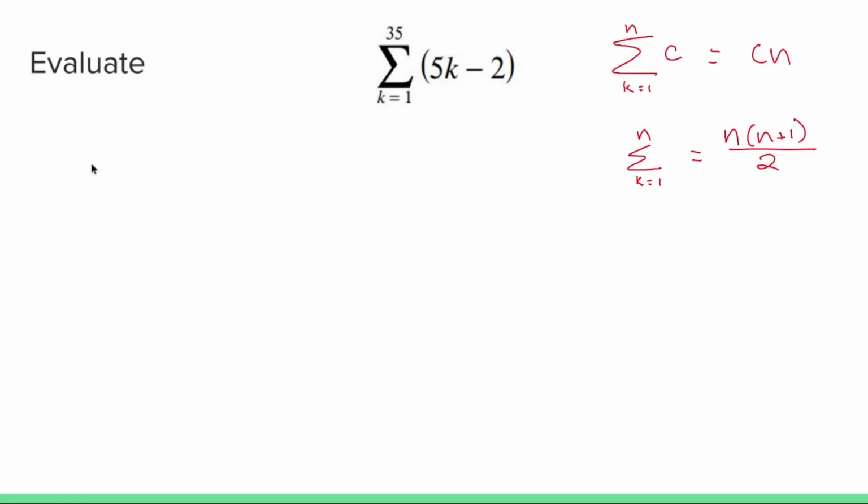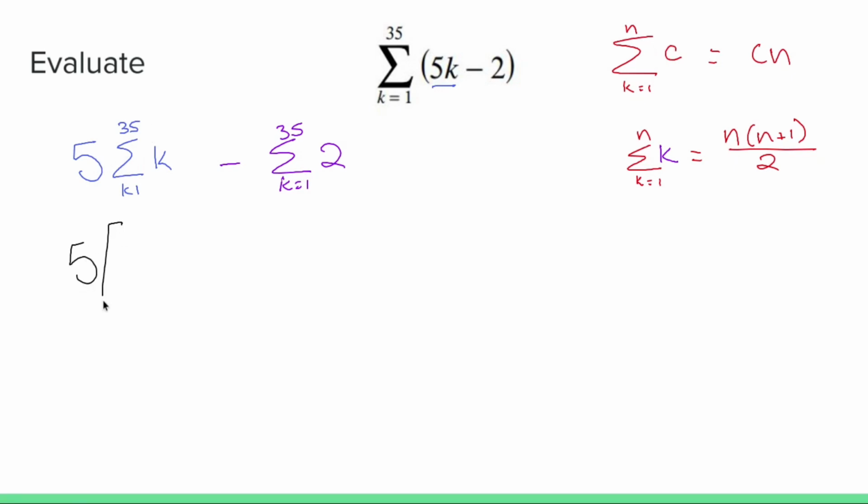Well, watch. I'm going to first do the 5k and rip the 5 out in front of the sigma. I'm allowed to do that. That lets me focus on just the k. Then I'm going to subtract the sigma notation, k equals 1, ending at 35, of 2. Now these guys look more like these guys, and it's not that bad. Should have put a k there. It's not that bad.